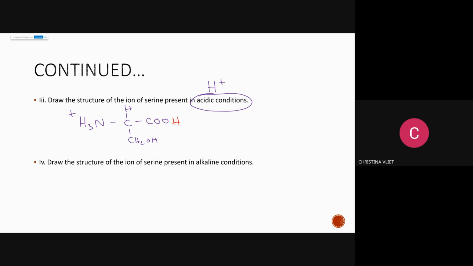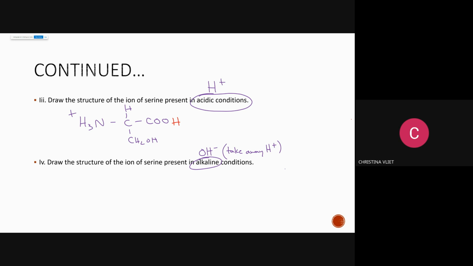Whereas in the base form, you take away H plus to give to the OH minus. Alkaline conditions means lots of OH minus, right? Means take away H plus from every group that could be an acid or base. You're going to get the base form, which means it loses its H plus to go to the base that the solution is. So then what would this exist as in base form?